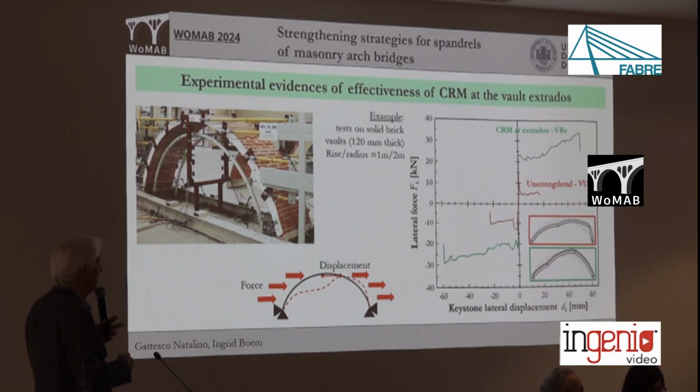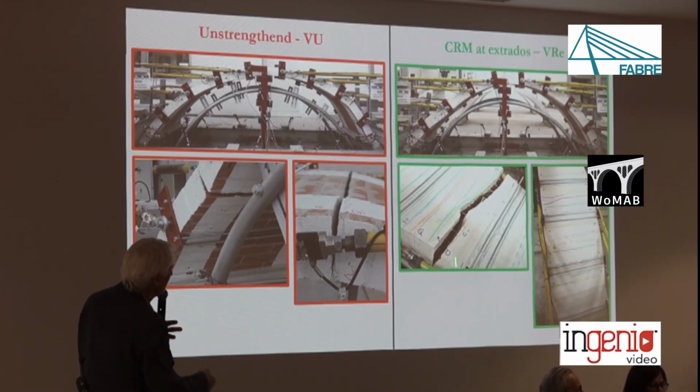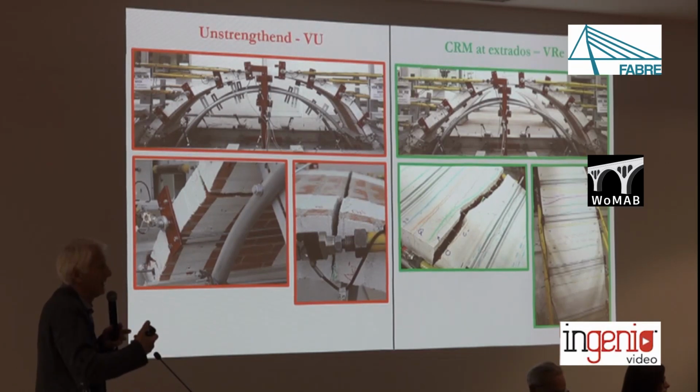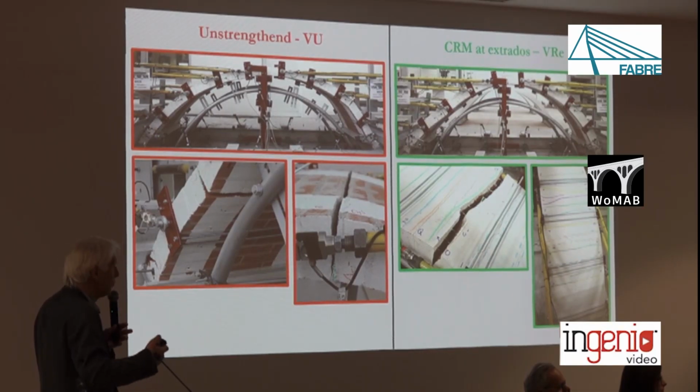What we can see here are the unstrengthened walls, and these are strengthened walls. You can see that a lot of cracks form, as occurs in a reinforced concrete element. So this allowed a significant increase in resistance.